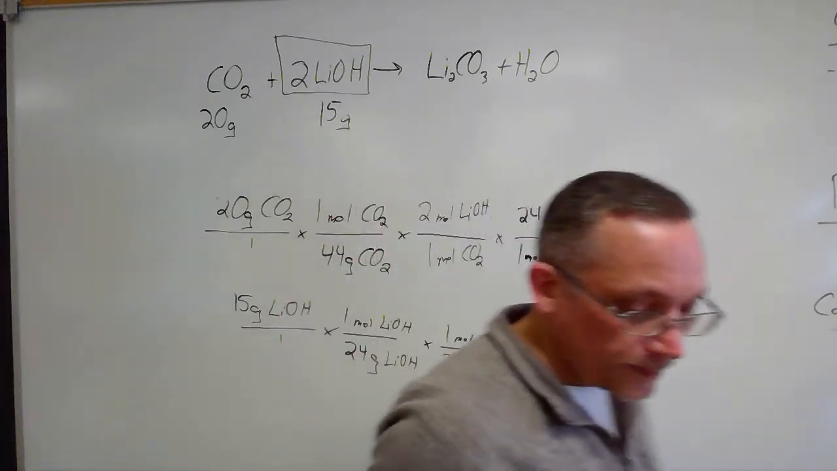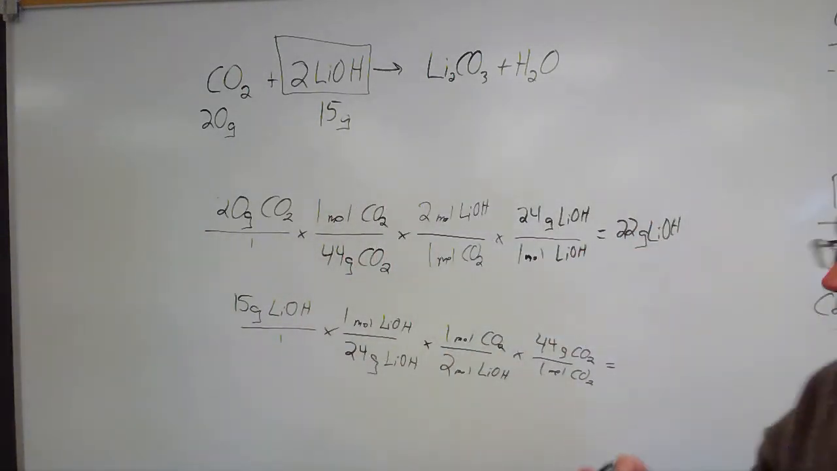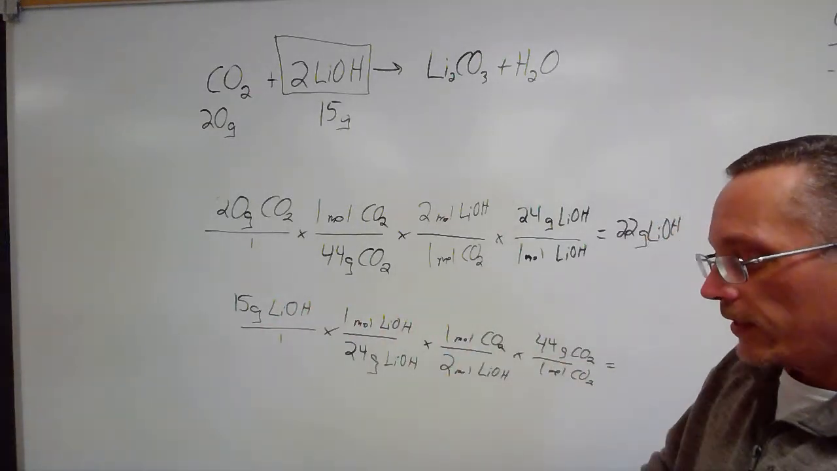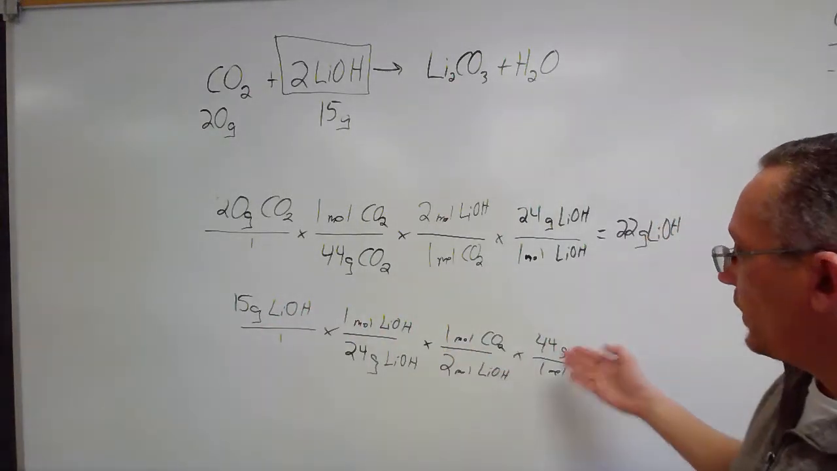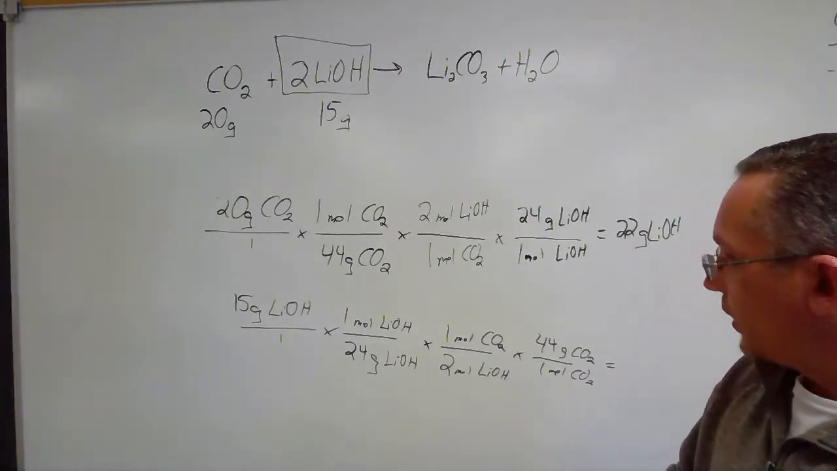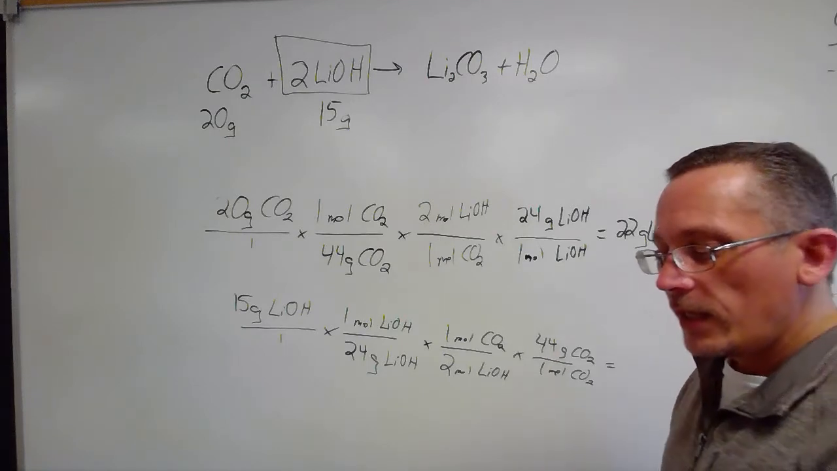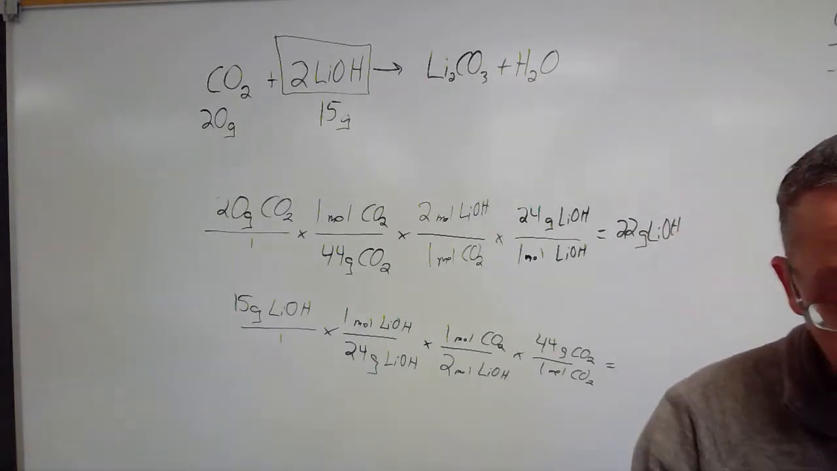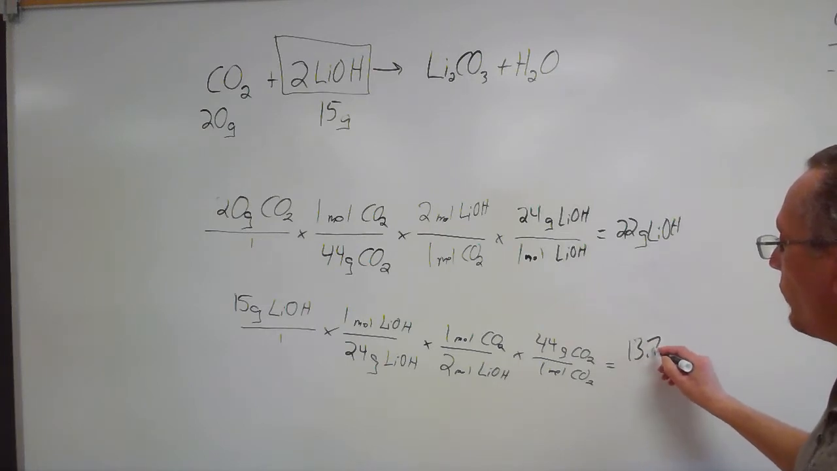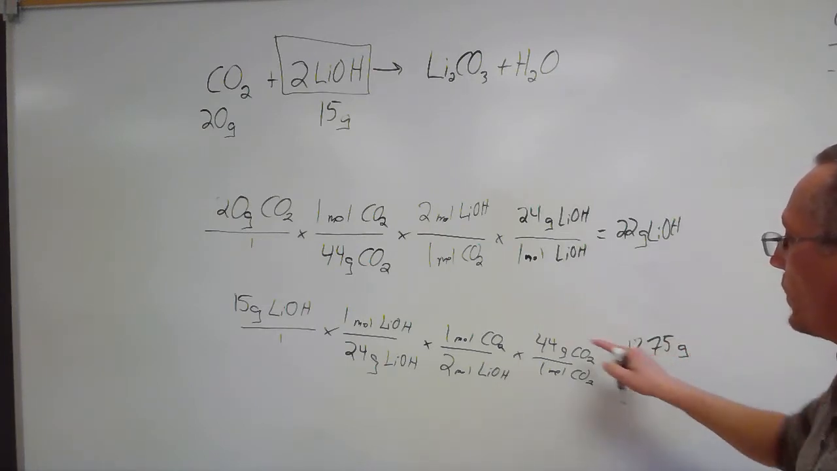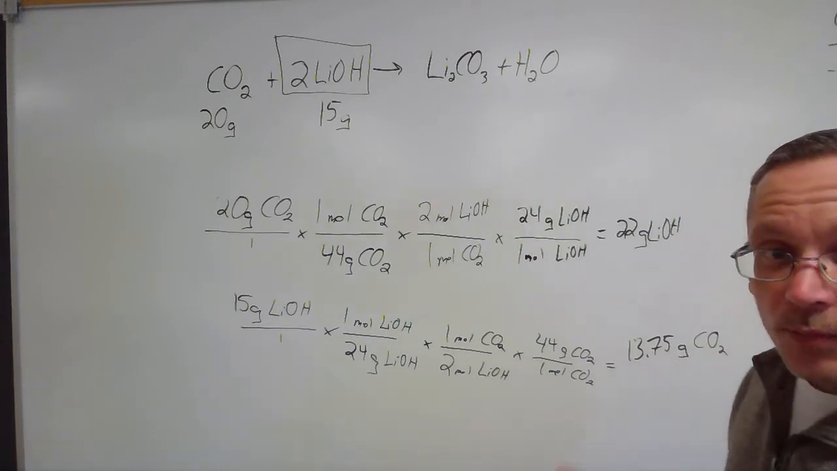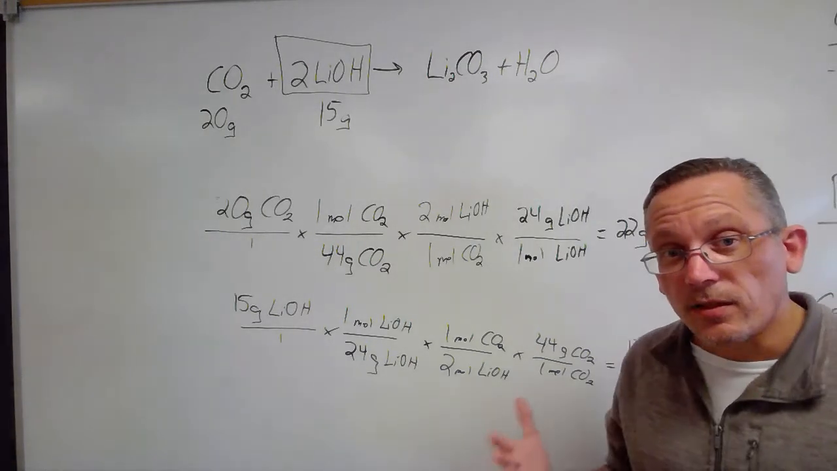So let's work this out. So kind of goes downward, okay. 15 times 44 divided by 24 divided by 2, and I get 13.75. So here we have 13.75 grams of CO2. Now the question asked, how much of the excess reactant is left over?